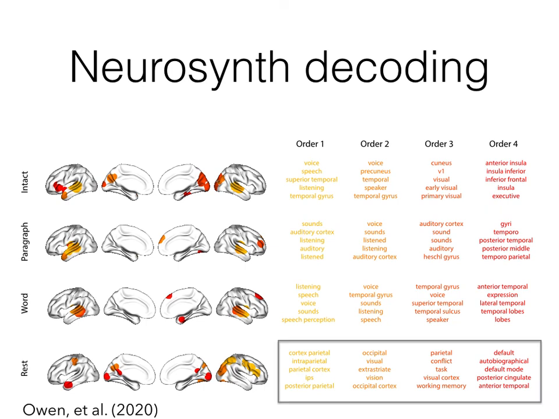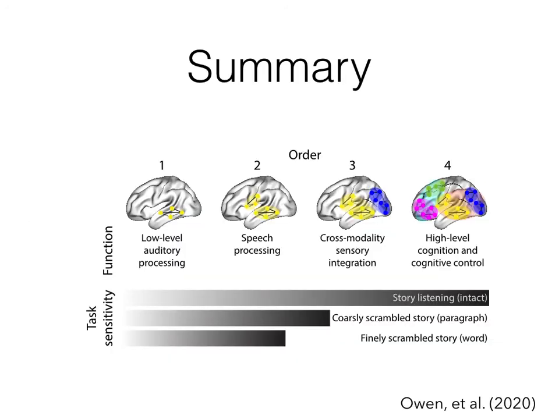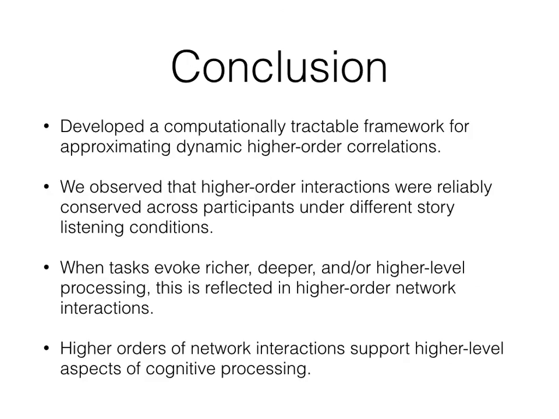And in contrast, this is a really different set of patterns in the resting state data, where the story listening conditions involved regions involved in processing the story. We didn't see that in rest. Instead, there are more regions reflected in episodic recall and spontaneous memory. So our findings suggest that higher orders of network interactions support higher level aspects of cognitive processing. And when tasks evoke richer, deeper, and higher level processing, this is reflected in higher order network interactions.